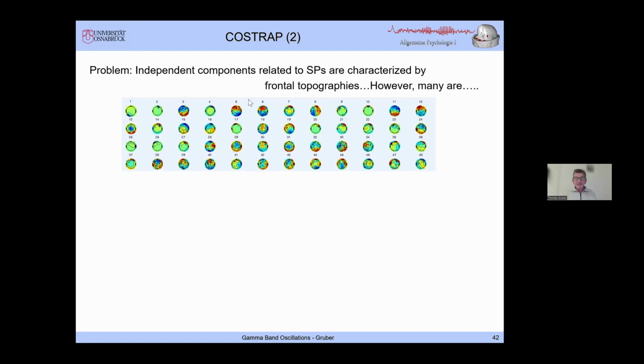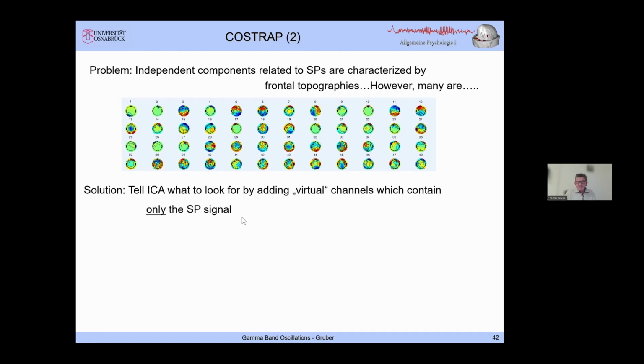Or in our case, to a saccadic potential. And let me tell you, it's impossible to find that. One is not able to say, okay, this component number 5, this is the saccadic potential. It doesn't work like that. We have to tell the IC, the independent component, what to look for, so to speak.